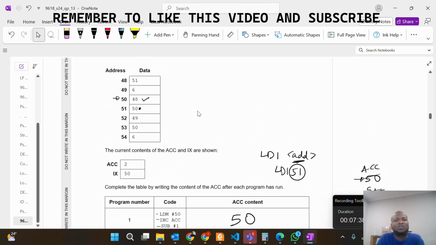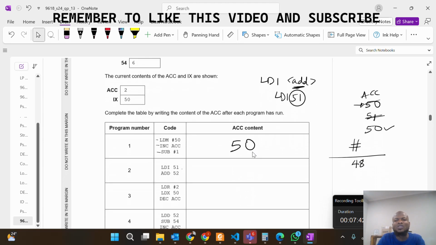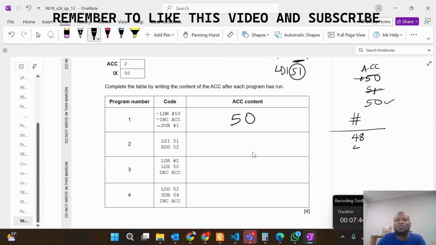And the content of address 52 is what? It is 49. Is this understood? Then you add 49 to the content of the accumulator, which was 48. So when you add this, 48 plus 49, that is 97. So the content of the accumulator is now 97. I hope this is well understood.